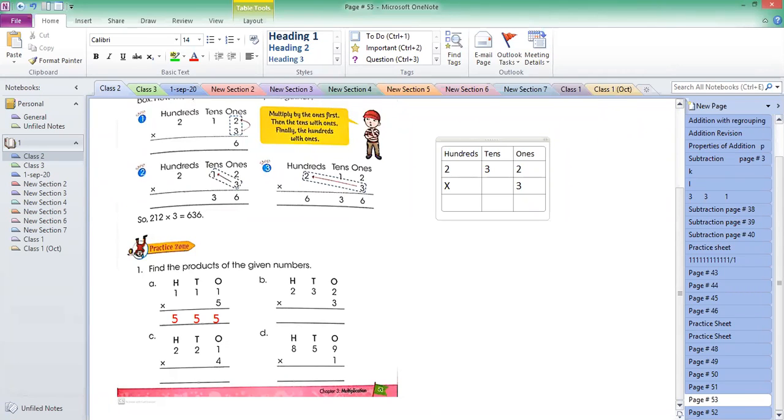I need to multiply ones first. What should I write here? What number should I write here? Why 1? I need to multiply this 3 by this 2. I need to multiply these ones. Then I will write the answer here. Multiply 3 by 2.